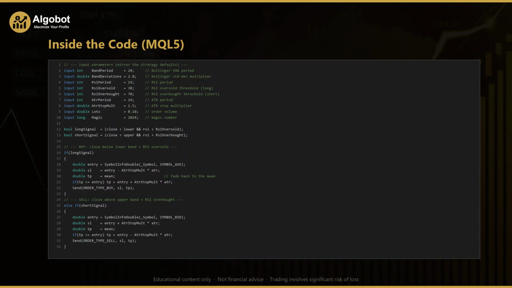Now the heart of the logic. The strategy computes 2 simple conditions. The long signal is true when the close is below the lower band and the RSI is under the oversold level.